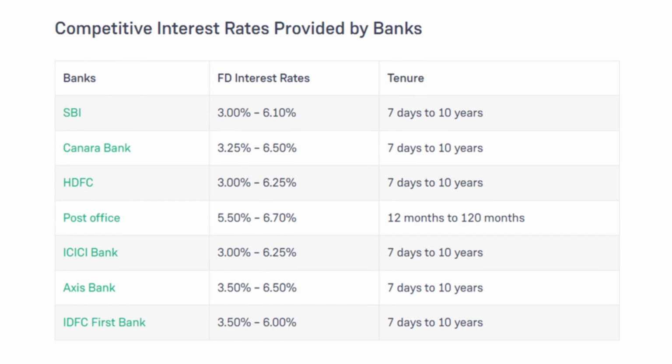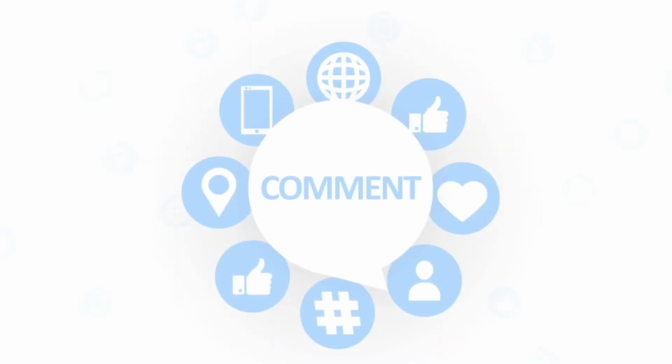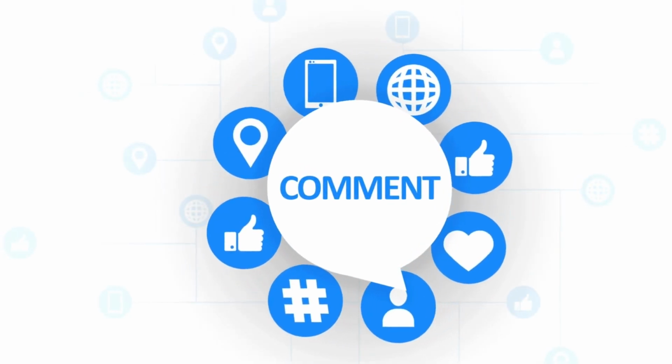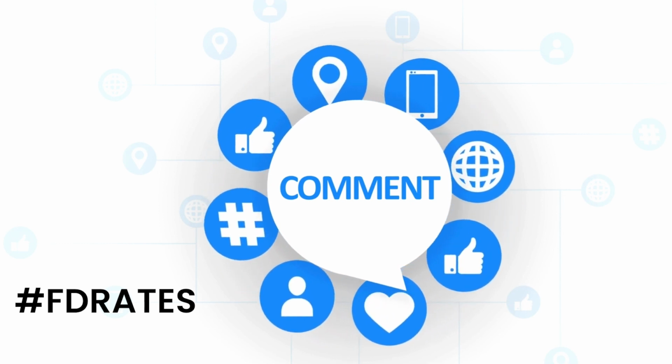Banks are offering fixed deposits. You can pause the video to check this table showing recent interest rates offered by various banks in fixed deposits. This interest rate is between 3% to 7% depending on the tenure. Comment down below with hashtag FD rates and let us know how much interest rate your bank is offering.